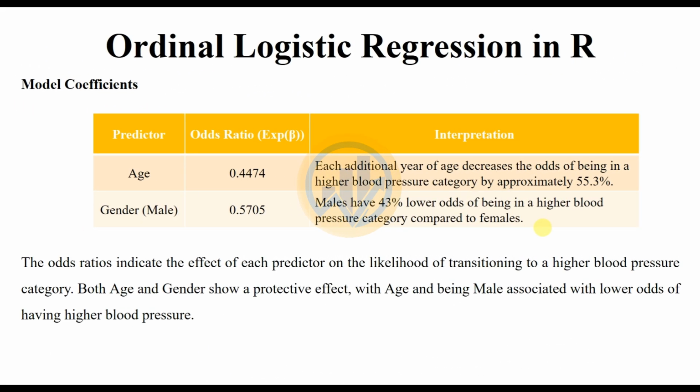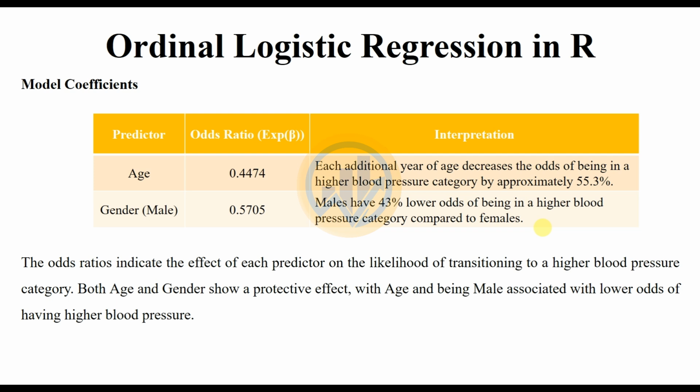The next table is for the model coefficients, with the predictors age and gender male. The odds ratio for age is 0.44. Interpretation of age: each additional year of age decreases the odds of being in a higher blood pressure category by approximately 55.3%. Gender male, the odds ratio is 0.57. Males have 43% lower odds of being in a higher blood pressure category compared to females.